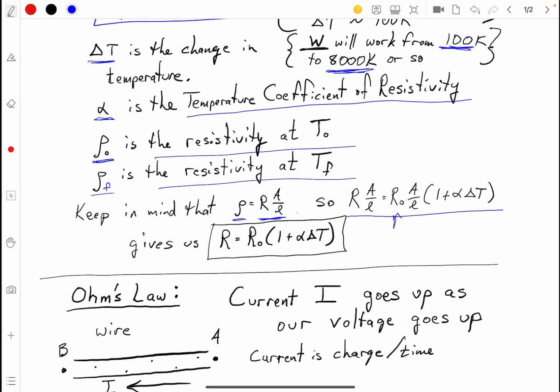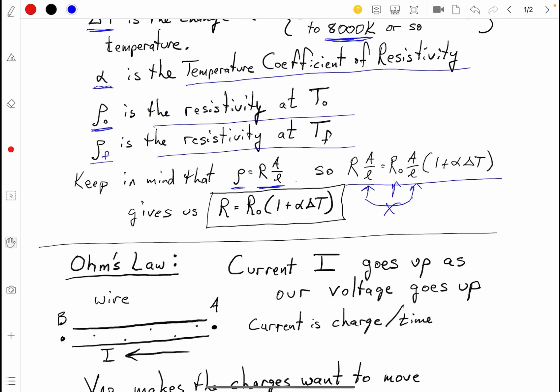So if you notice, we've got A over L on both sides. We've got our R naught, and we've got our R final. And the A over L on both sides, these guys cancel out. And we're left with R equals R naught times 1 plus alpha delta T. All of that works really well. So we can really just memorize one equation, and we can substitute in either our resistivity or our resistance. And we're golden. We're ready to go with that.